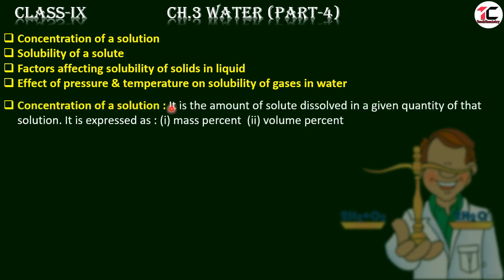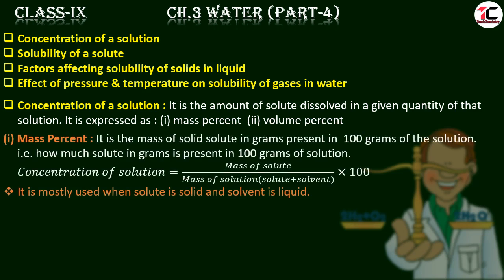It is the amount of solute dissolved in a given quantity of that solution. That means the amount of solute which is dissolved in the solution. It is expressed as mass percent and volume percent. The first one is mass percent. It is the mass of solid solute in grams present in 100 gram of the solution. That is how much solute in grams is present in 100 grams of solution.